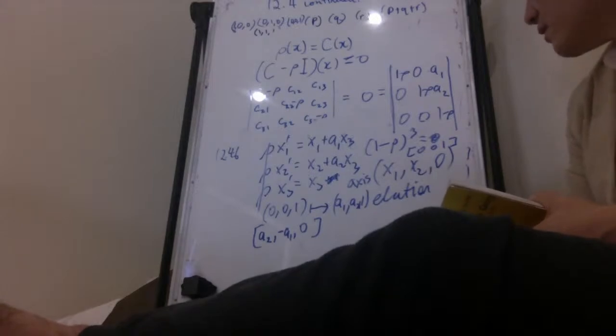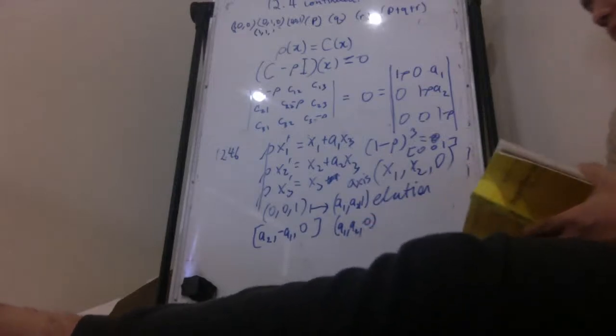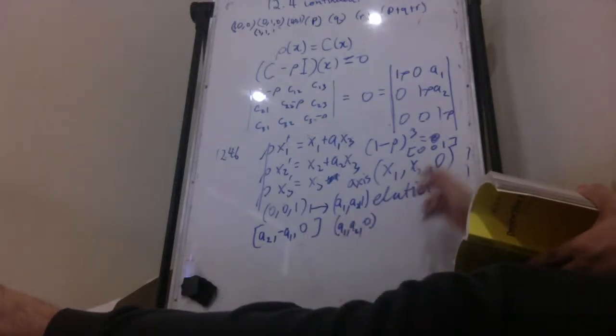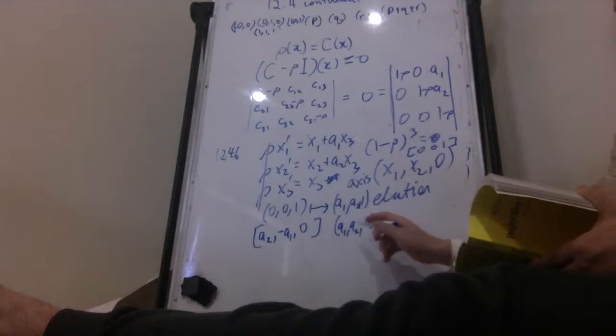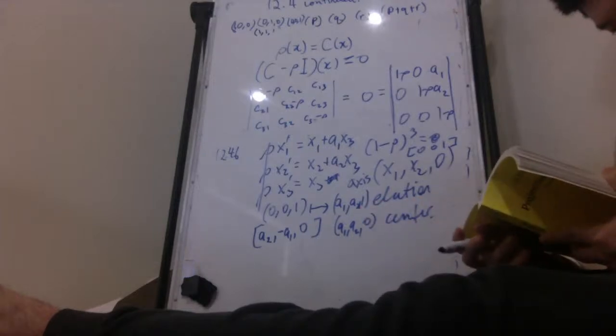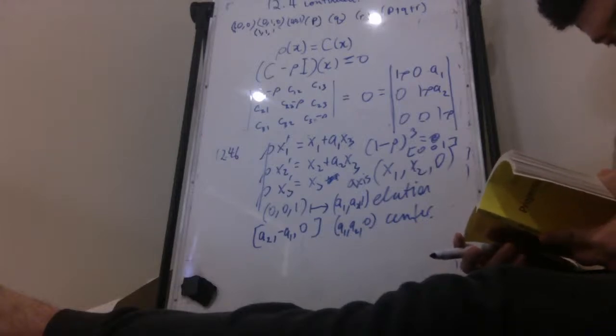Well, you can have this point 0, A1, A2. Okay, and that dot products with both of those to 0. So that's the point of intersection. That's the center. Okay, that's what the book says as well. They just did it a different way. Okay.